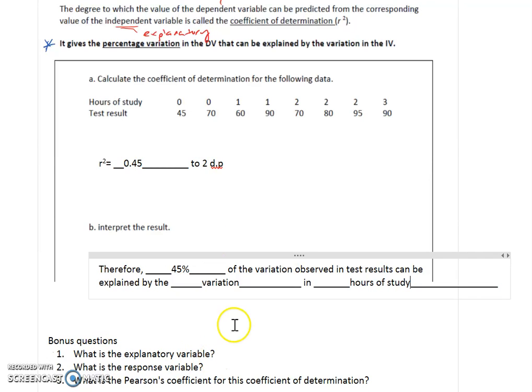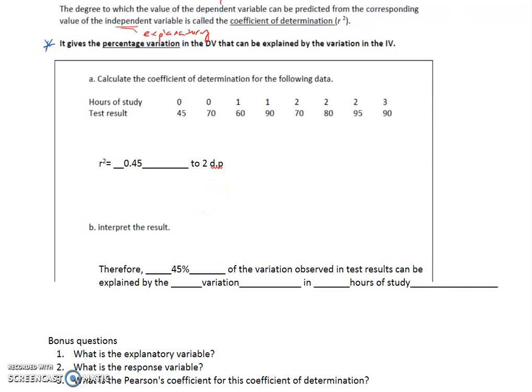So what is the explanatory variable in this problem? Well, the number of hours studied seems to predict the test result. So that's the explanatory variable. What is the response variable? Response variable is test result. So what would it look like? Visually, always you're going to have the response variable on the y-axis, the vertical, and the explanatory on the horizontal.